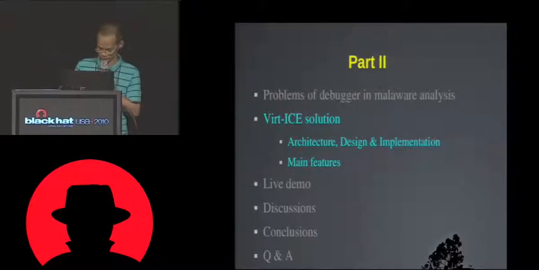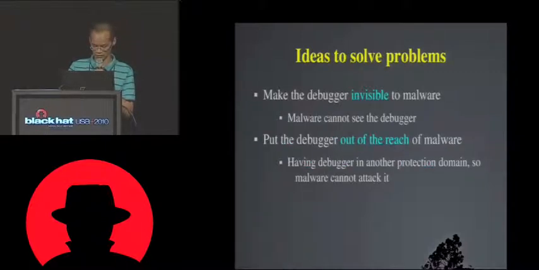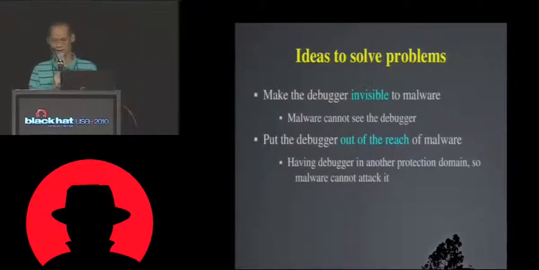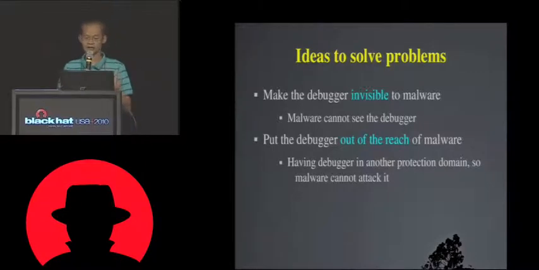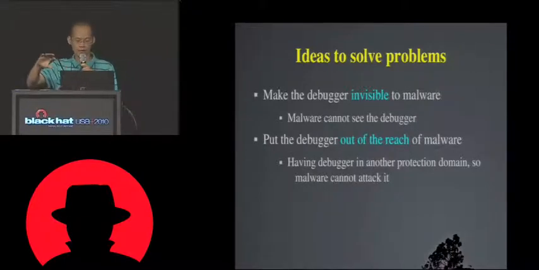Okay, on the second part, we introduce the Virt-ICE problem, the architecture, design, implementation, and the main features. So here's our idea to solve all of those problems. Because the malware can detect the debugger, we try to solve that by making the debugger invisible to the malware. So malware cannot see the debugger anymore. So we solve that. Second, because the malware can attack the debugger, we try to put the debugger out of the reach of the malware by running the debugger in another protection domain, so malware cannot attack it anymore. So we solve two problems.